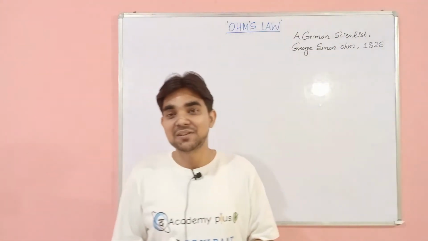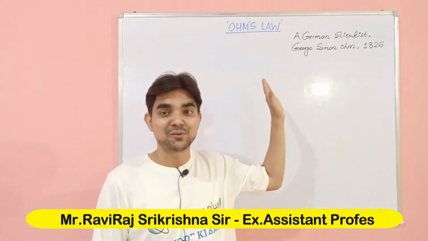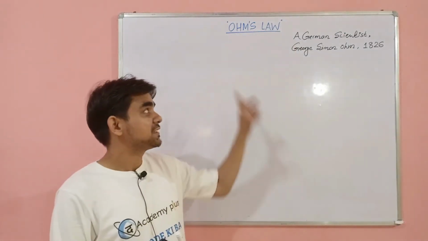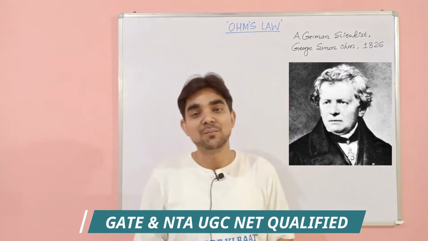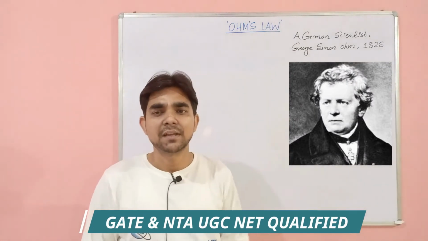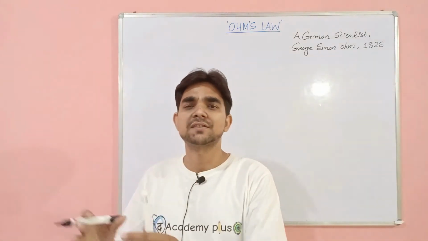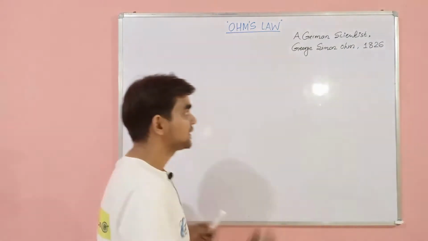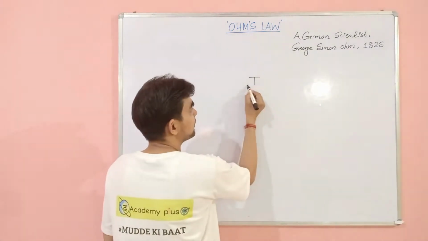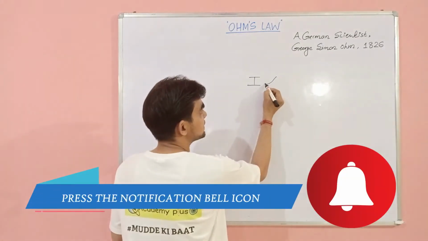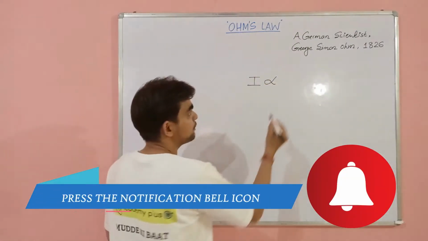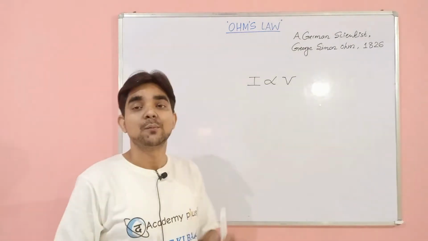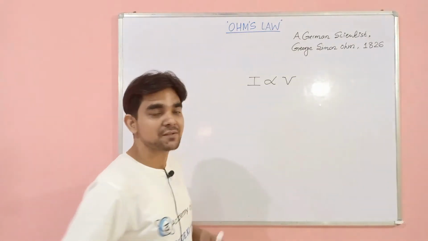So students, today I am going to start a very important topic, Ohm's law, right? A very famous German scientist, Georg Simon Ohm, in 1826 discovered a very beautiful relationship between voltage and current. According to Ohm's law, the current passing through a conductor is directly proportional to the potential difference across the conductor, provided the temperature remains constant.